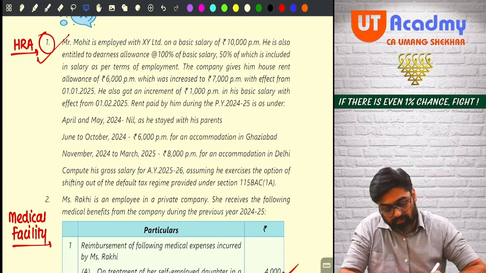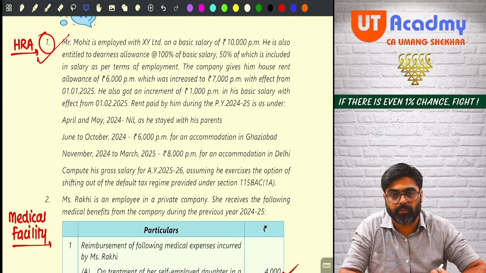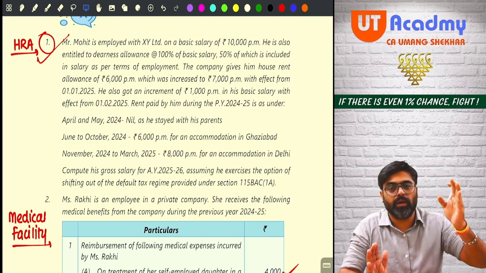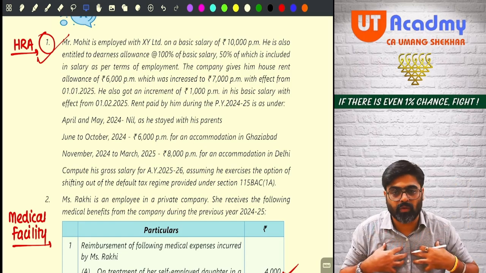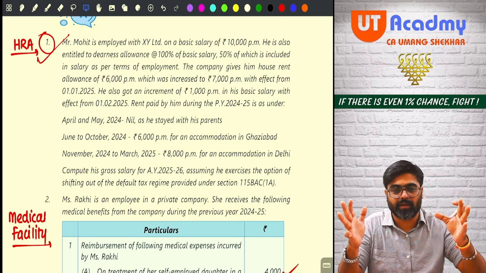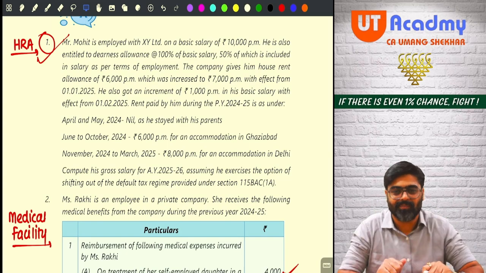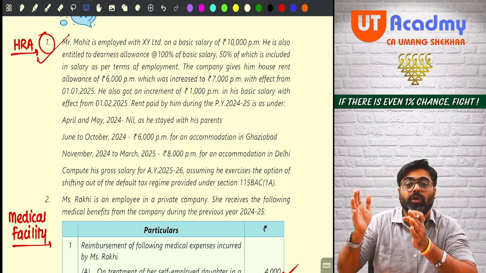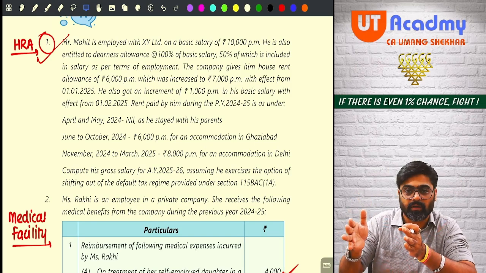The company gives him HRA of rupees 6,000 per month, which was increased to 7,000 per month with effect from 1st January 2025. I was thinking that the HRA for the full year is the same, so I'd be able to calculate the HRA exemption for the full year. But now I cannot, because my HRA amount has changed from January.